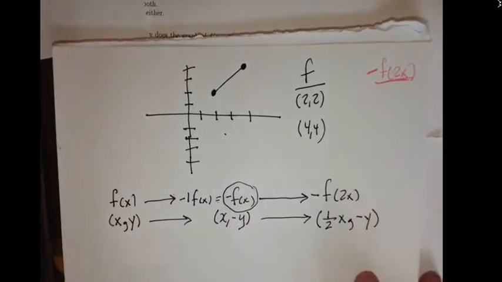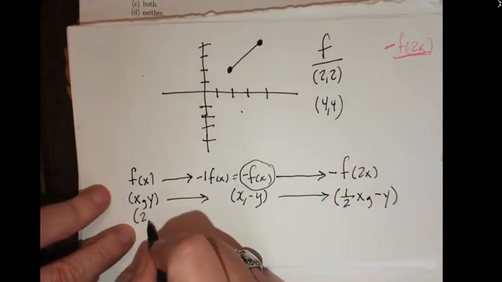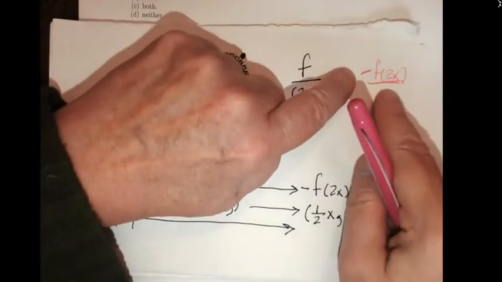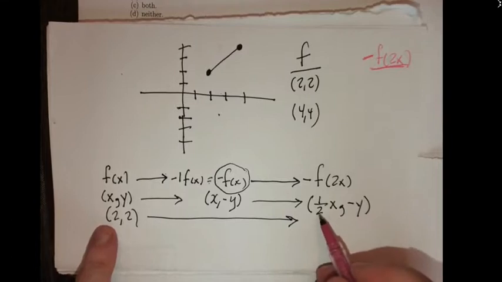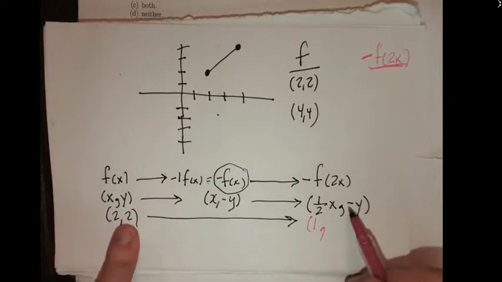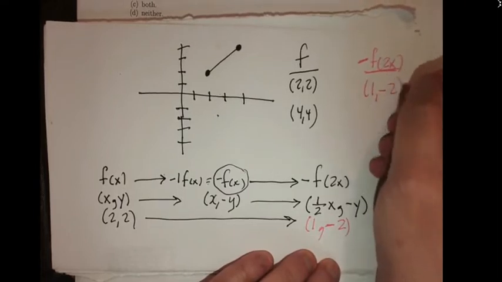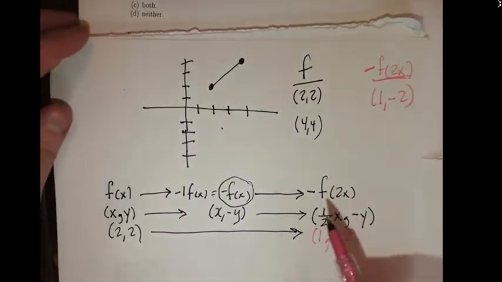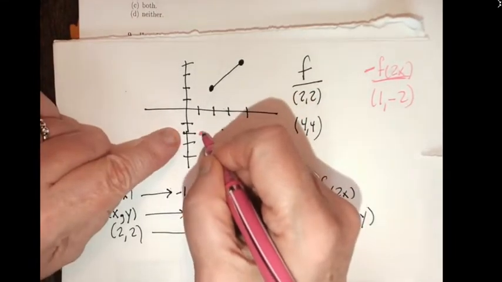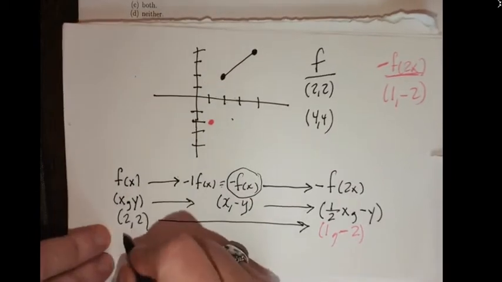So if my point on f is 2, 2, then the point on this one is going to be 1/2 times 2, which is 1, and the negative of the y coordinate. So I'm going to have 1 comma -2. So 1 comma -2 is there. And then what happens to 4 comma 4?